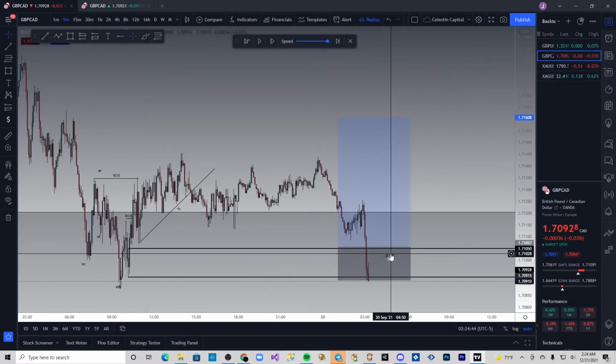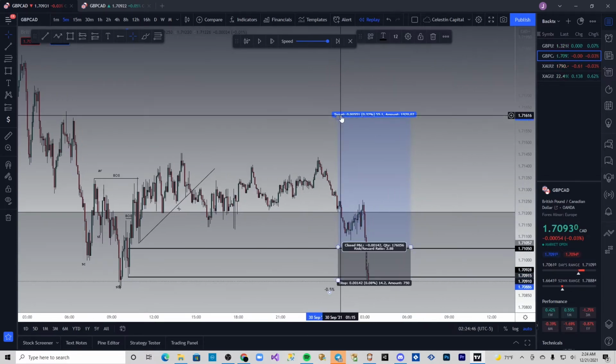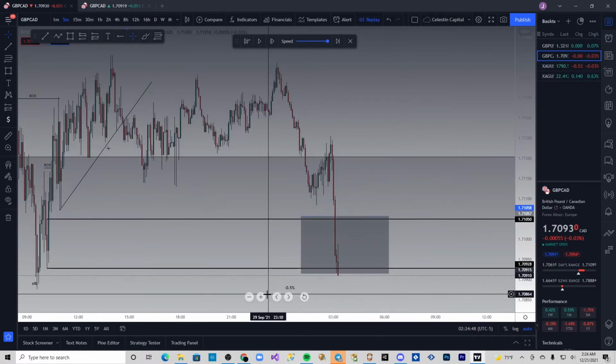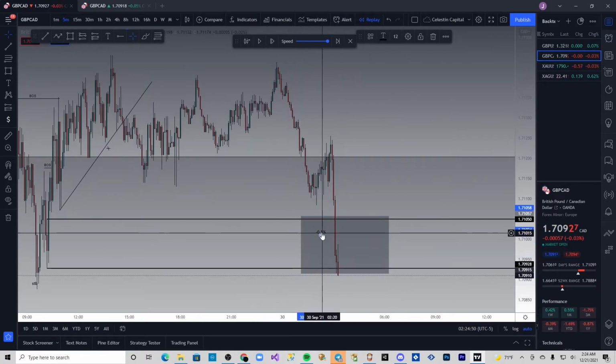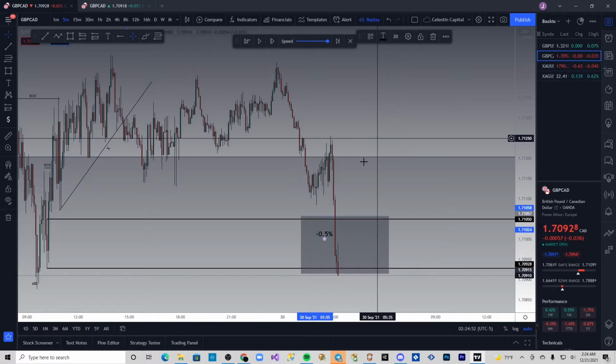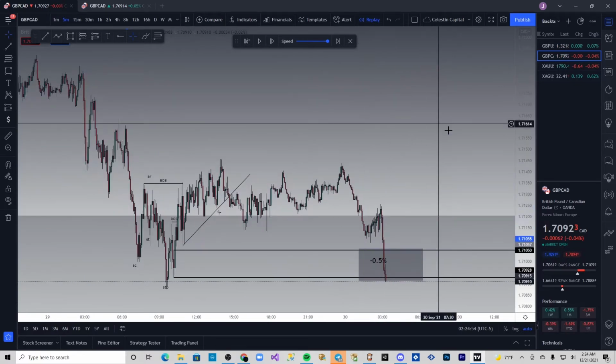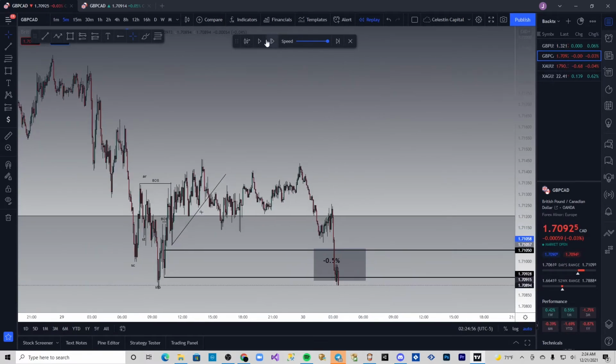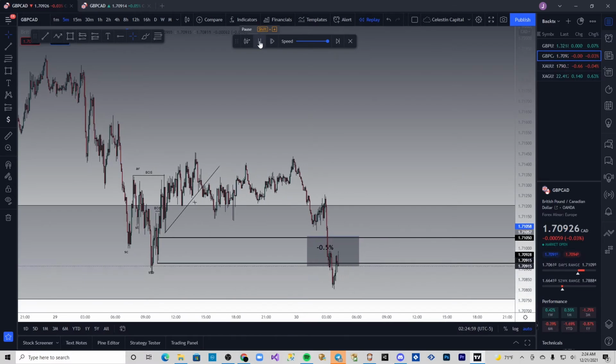So in this case, minus 0.5%. We're going to do this. Put this right here. Let's make this a little bigger. All right, minus 0.5. So let's continue looking.